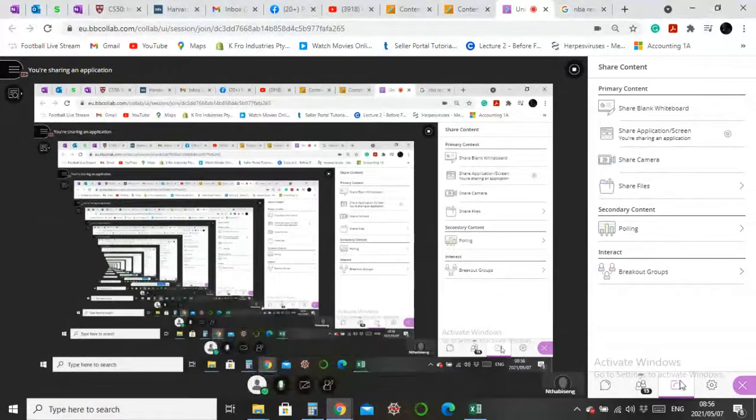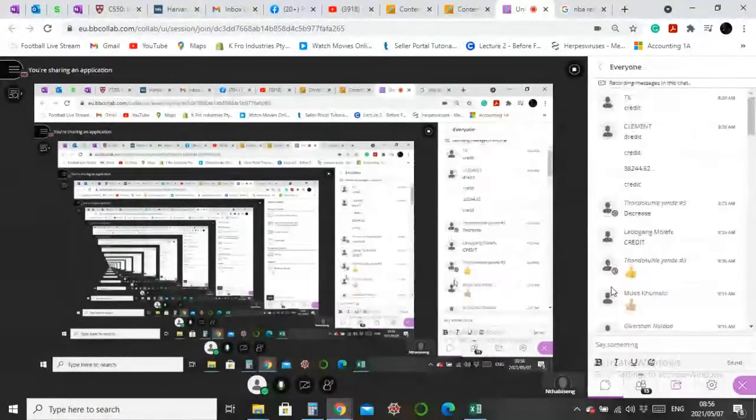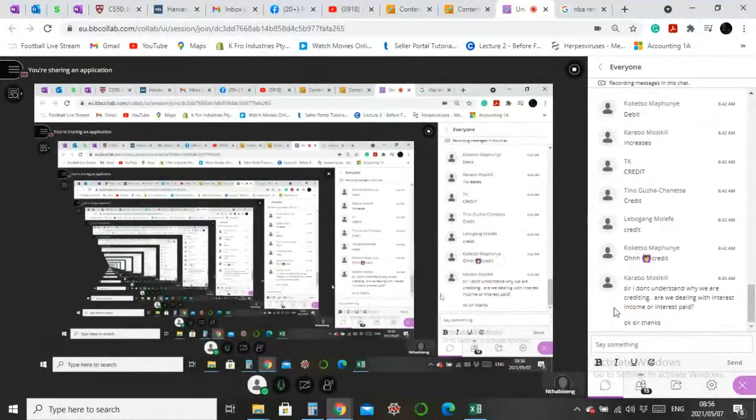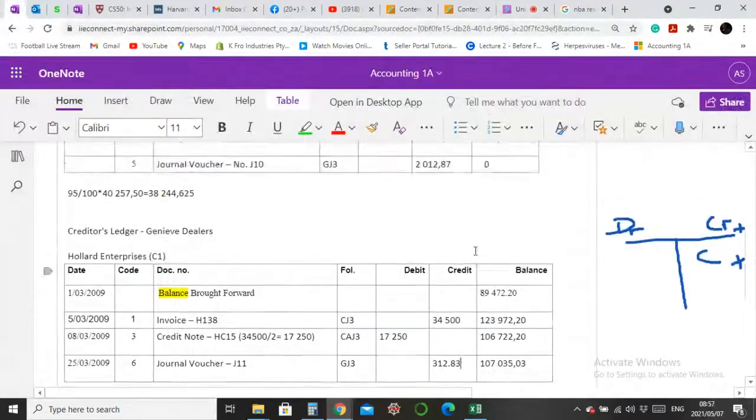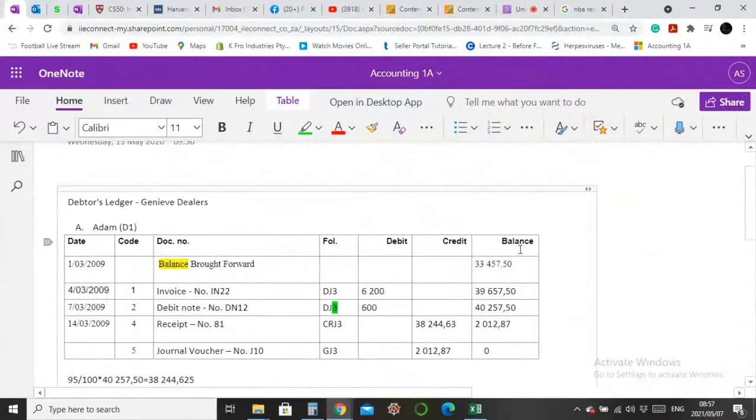All right. I believe we had a question over there. From Karabo: Sir, I don't understand why we are crediting. Are we dealing with interest income or interest paid? Could you please show the debtors ledger one more time? No problem, no problem. So let me quickly show the debtors ledger.